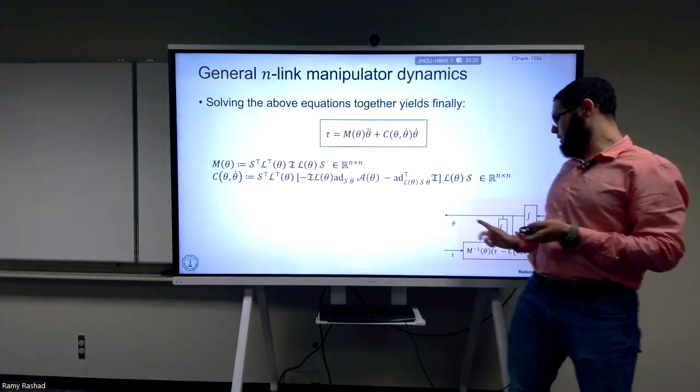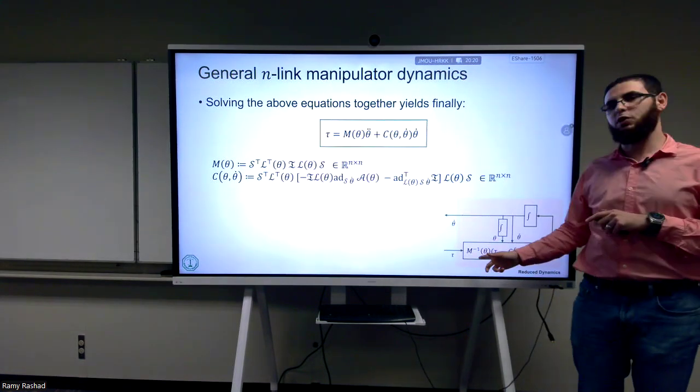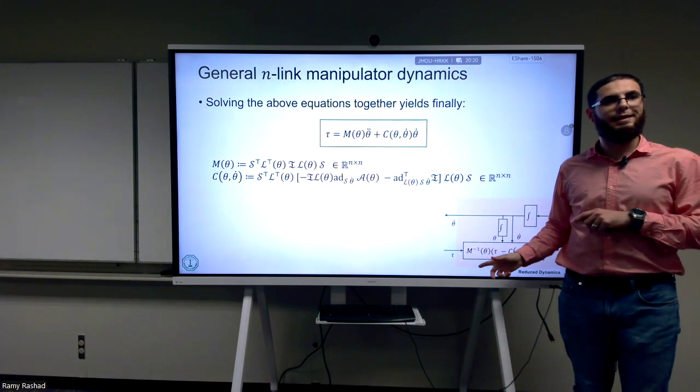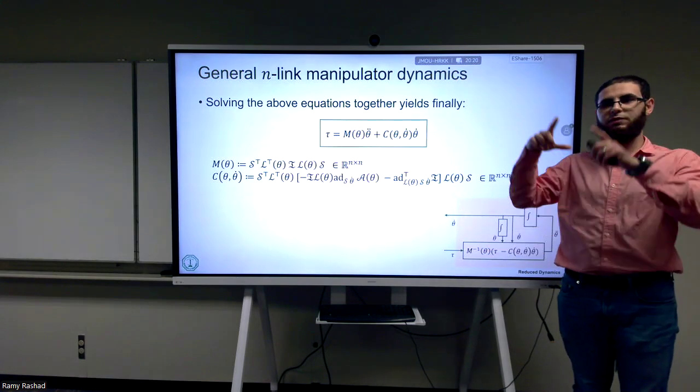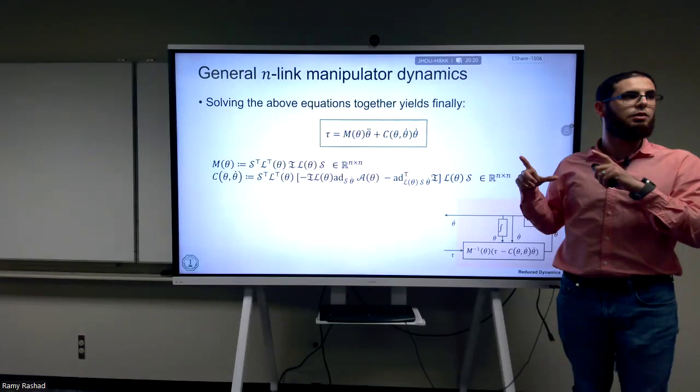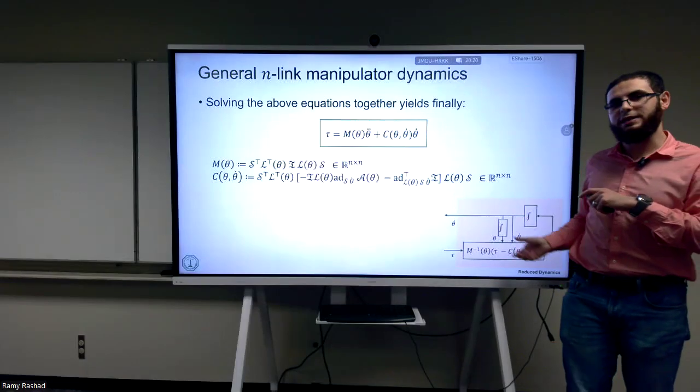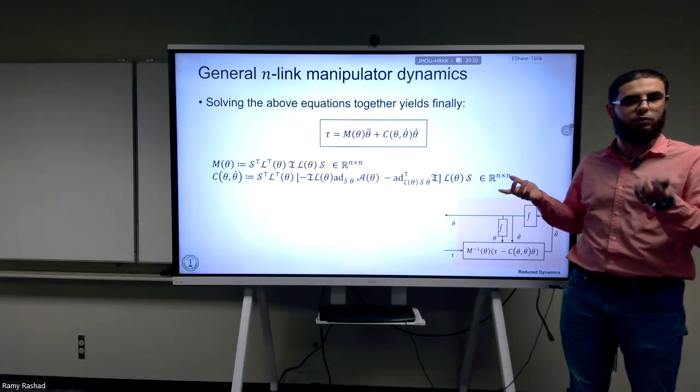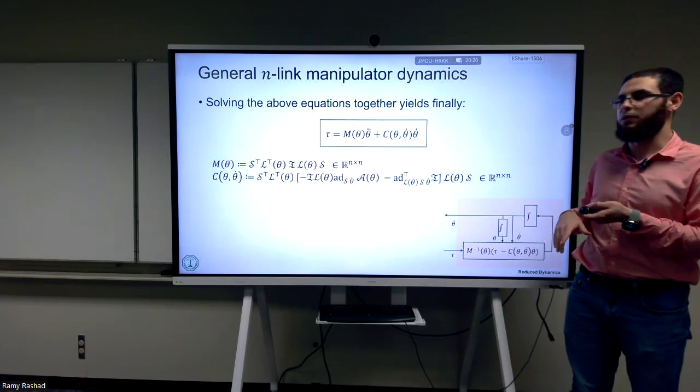The simulation is another issue, because in the simulation we have to calculate the M inverse, and calculating the inverse of this n by n matrix is an issue. That's why there are a lot of ways that you can discretize this more smartly, or better ways, but they are out of the scope of this course.